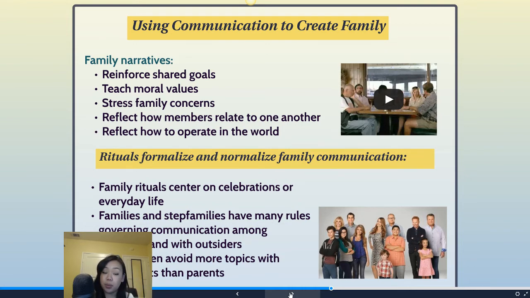They center on celebrations at times, things like birthday parties, holidays, family reunions. It can also be everyday life. So in your family, you might have a rule where you are required to all eat dinner together, or do something together regularly as part of your ritual. And one of the interesting things is that these rules kind of govern how the family functions.